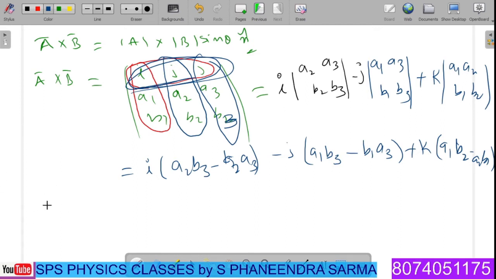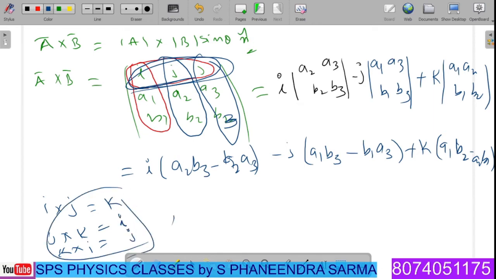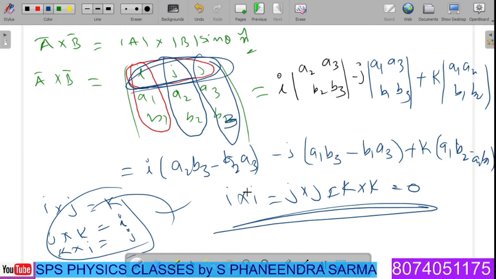Further, we have an important instruction: i cross j, j cross k and k cross i are equal to k, i and j. These are the important things we have to remember. And by taking the reverse, i cross i is equal to j cross j is equal to k cross k, all values are equal to 0.